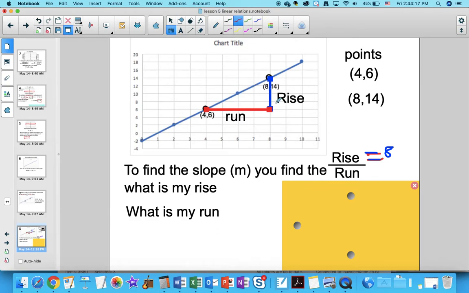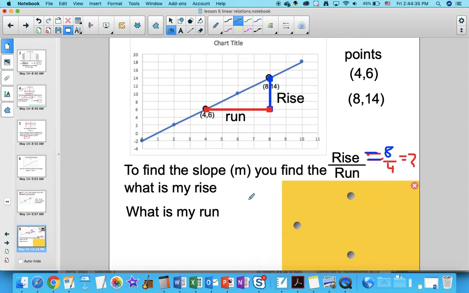Okay, what's my run? Well, my run is how much did the x change by? The x went from 4 to 8. Okay, well, I went up by 4, right? So my rise is 8, my run is 4. 8 divided by 4 is 2.